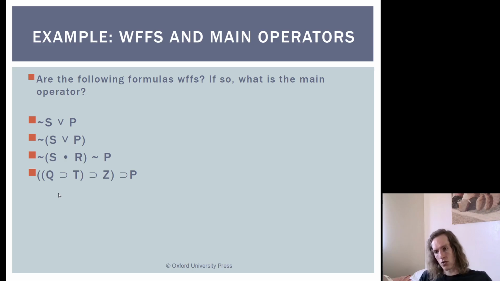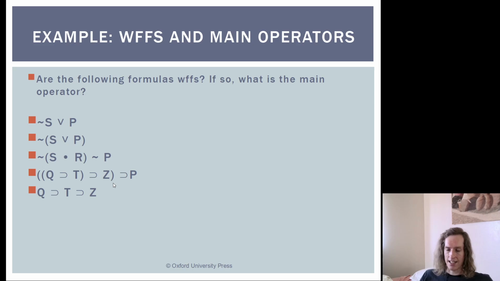We know that if it is true that Q then T, then it is true that Z, and if that is true, then P. So this is a little tricky to talk about because it's a lot of conditionals in a row, but the major operator is going to be this conditional on the P here. Okay.